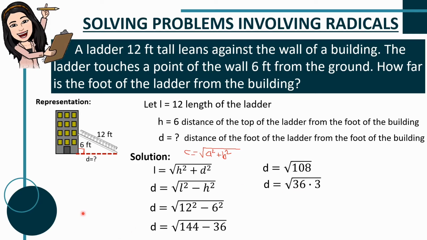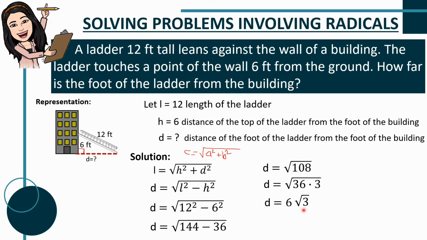What is the square root of 36? Okay, we have 6. How about the square root of 3? Okay, hindi po natin siya pwedeng ilabas, so we need only to write it as a square root of 3. So, therefore, D is equal to 6 square root of 3.